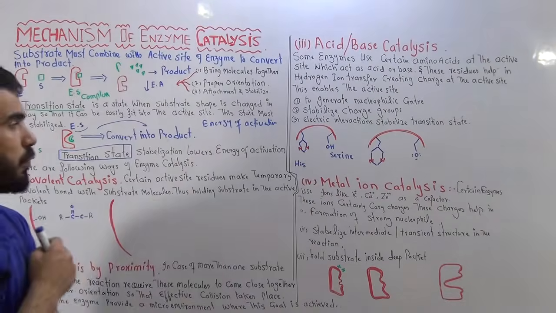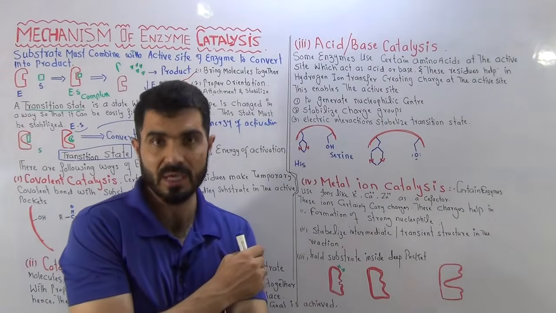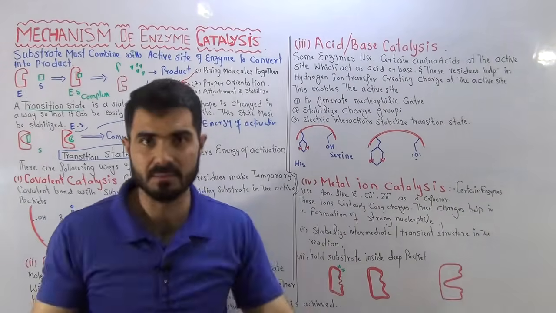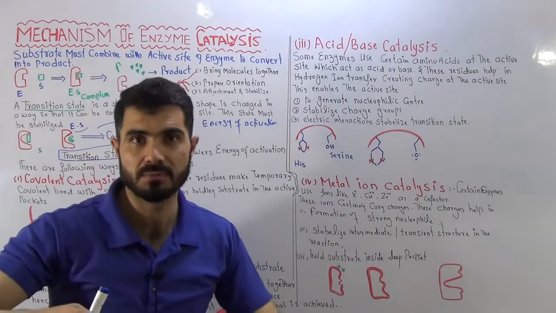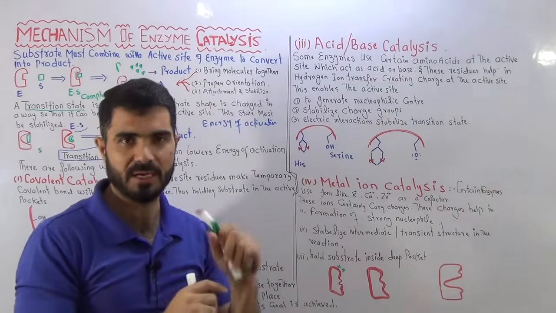So there are 4 well-known ways. There are 4 well-known mechanisms by which enzyme decreases the energy of activation, or by which enzyme speeds up a chemical reaction.